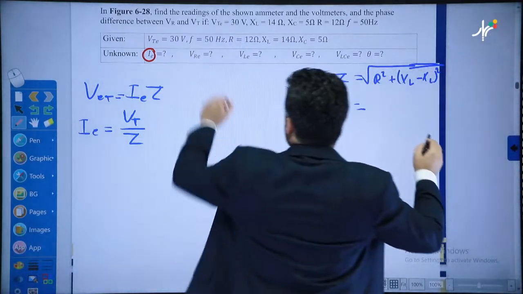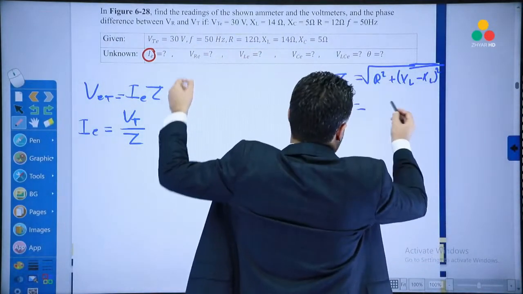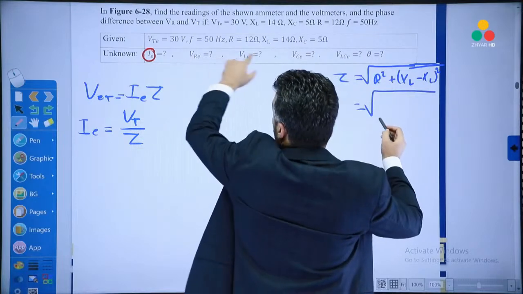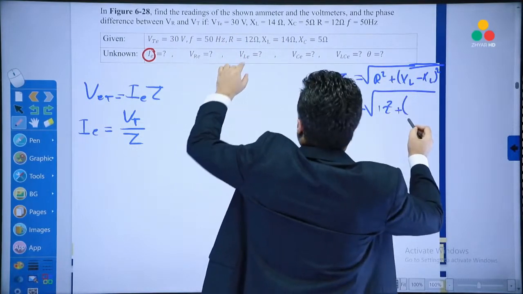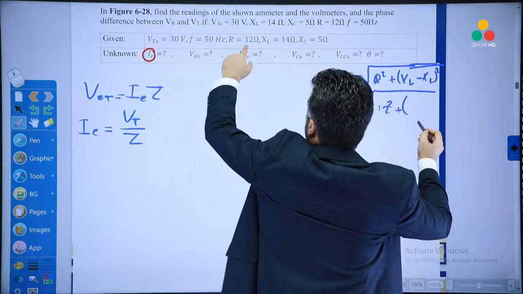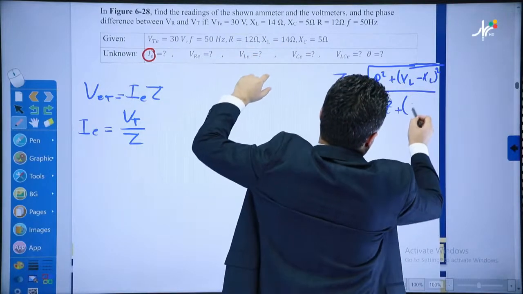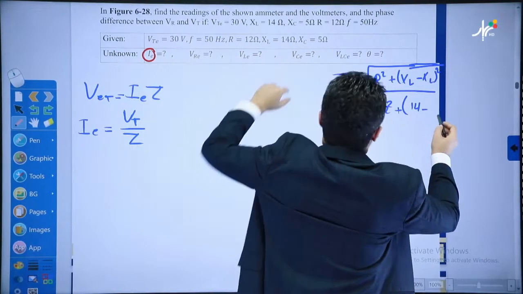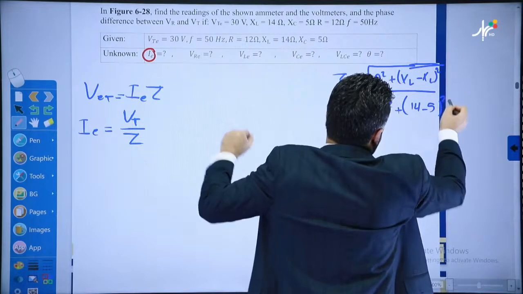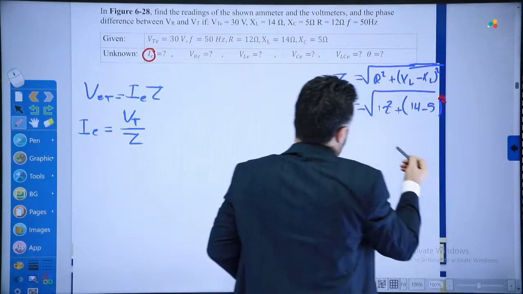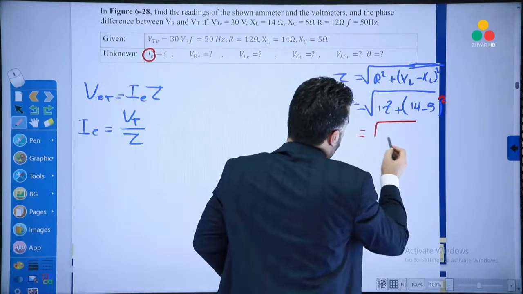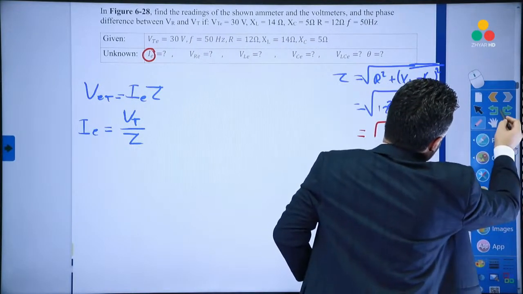We have the resistance first. R is basically 12, so 12 squared plus, and then XL, that is obviously 14, minus XC, which is 5 in here. So now here's the square. I hope you can see the square as well. Let's make it in red so that you can see this. Okay, so now you do the math, of course, and you will find the answer here.